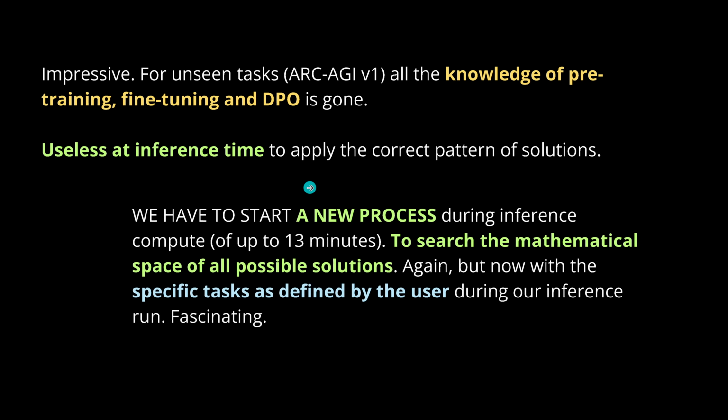Because François tells us clearly, then we have to start a new process during this inference compute, this up to 13 minutes that he showed us, to search the mathematical space of all possible solutions. And maybe this is the space where the functional generative is, the chain of thought, or a forest of thought. So again, but now with the specific task by the user, we run now in the inference this new process. And I think this is absolutely fascinating because it shows us that somehow OpenAI decided that the pre-training and fine-tuning and alignment is all beautiful and there are a lot of beautiful optimization methodologies. But if you want to make a jump, you have to look at the test time adaptation.